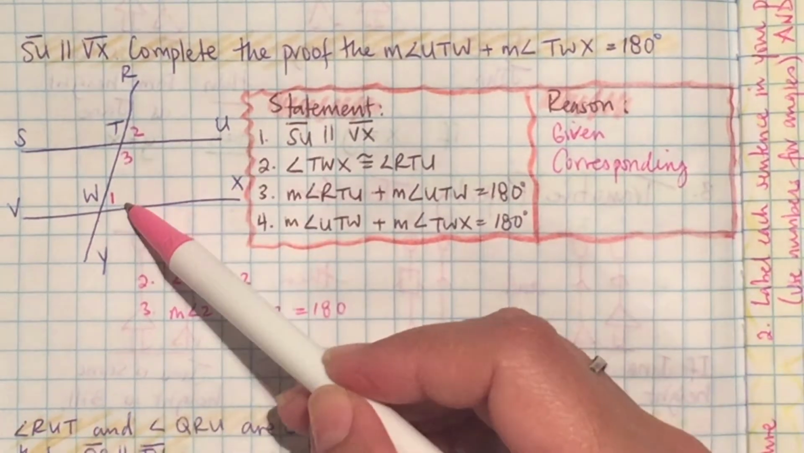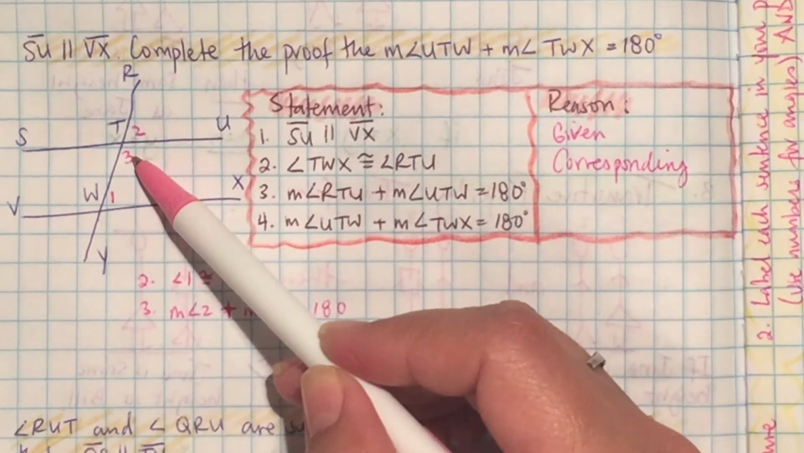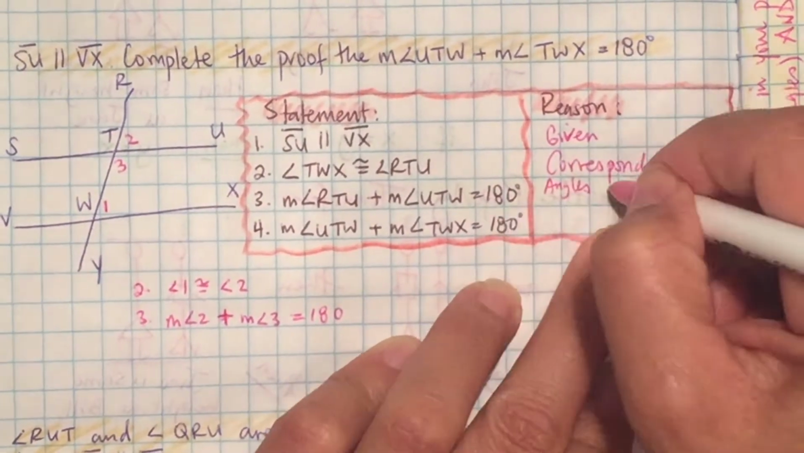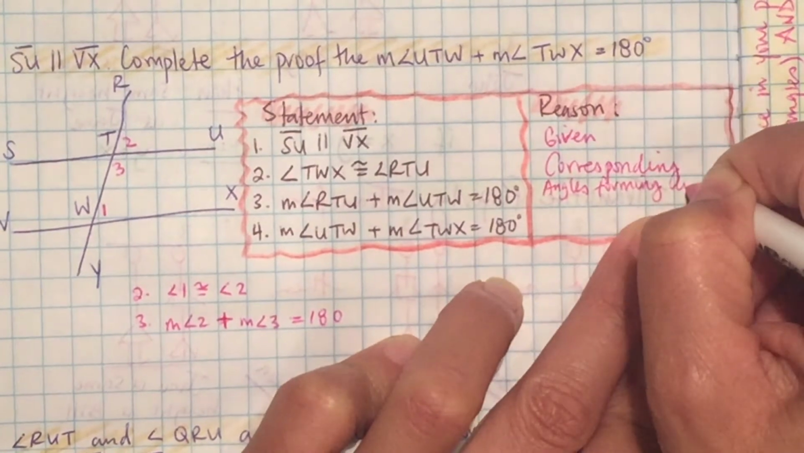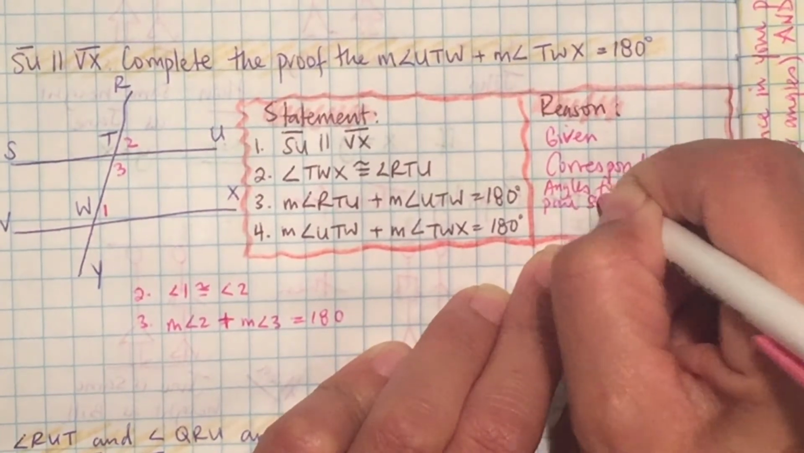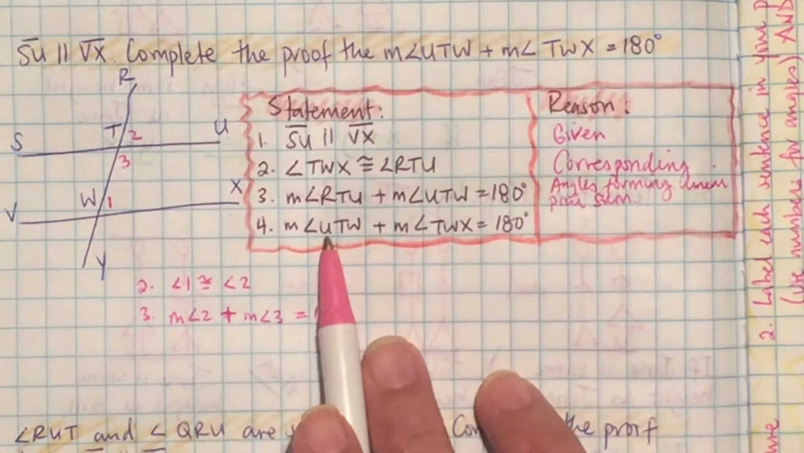And now measures have to do with numbers. Why is 1 and 3, when you add those two numbers together, why are they equal to 180? Because they're angles forming linear pair sums. That's why when you add the two numbers, they're going to equal 180.